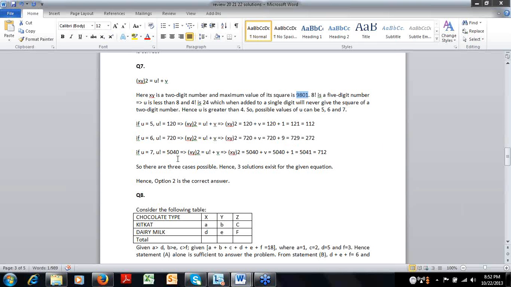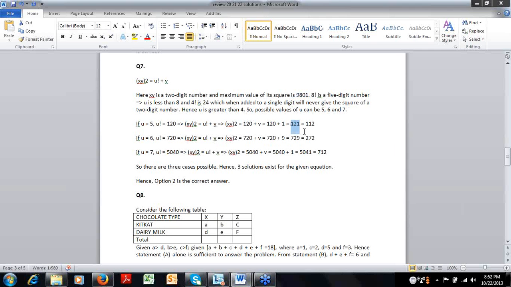Then we have 7 factorial as 5040. xy square is equal to 7 factorial plus b. That means xy square is equal to 5040 plus b, that is 5040 plus 1. So in all three cases are possible. So three solutions exist for this equation. So we'll go ahead and mark option number 2, which has three equations.